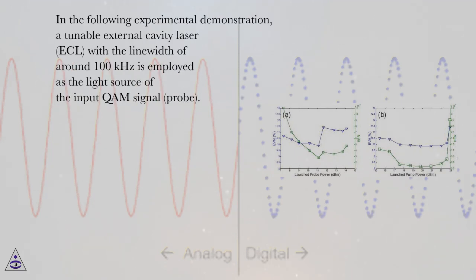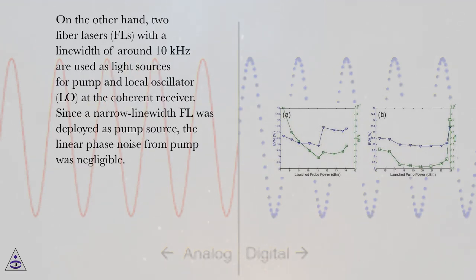In the following experimental demonstration, a tunable external cavity laser, ECL, with the linewidth of around 100 kHz is employed as the light source of the input QAM signal, probe. On the other hand, 2 fiber lasers, FLs, with a linewidth of around 10 kHz are used as light sources for pump and local oscillator, LO, at the coherent receiver. Since a narrow linewidth FL was deployed as pump source, the linear phase noise from pump was negligible.